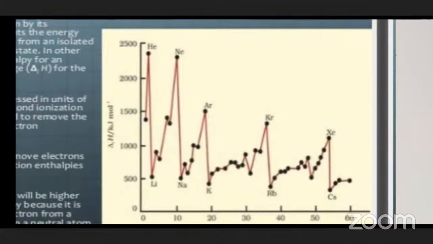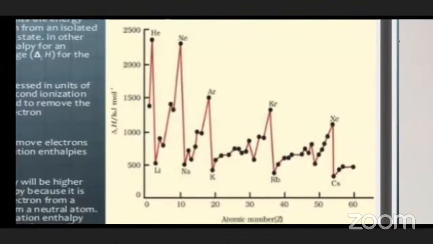So on what basis can we explain this? Why are the higher peaks of the graph occupied by the noble gases, and why are the lower peaks occupied by the first group alkali metals: lithium, sodium, potassium, rubidium, cesium? What is the reason behind this? Lithium, sodium, potassium, rubidium, cesium are the first group elements, alkali metals. The general electronic configuration of these elements is ns1. We know that very well. If you take sodium, it is 3s1, potassium 4s1, then 5s1 and 6s1.